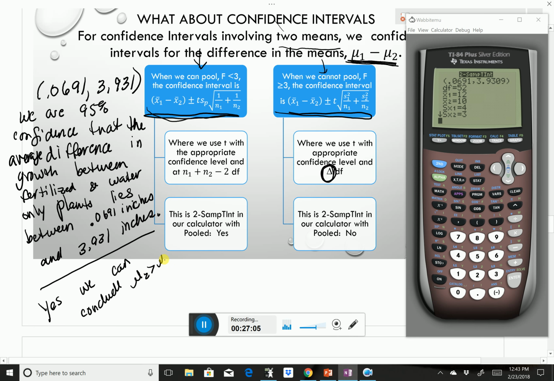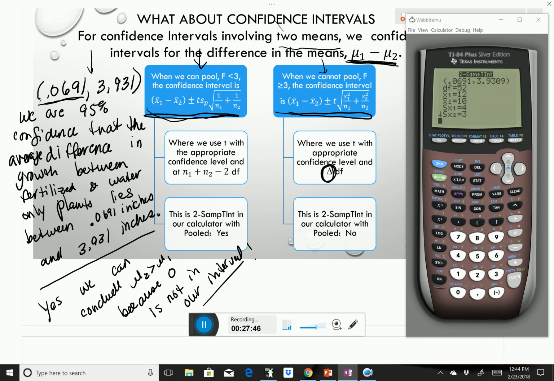That mu2 is greater than mu1 because 0 is not in our interval. If 0 is not in this interval, then we just made the exact same conclusion that we made before. Looking at that, we're 95% confident that it's above 0, because even the lower end is above 0. So that means that we're pretty confident that the fertilizer, on average anyway, seems to be working. And so that's how you would do that.